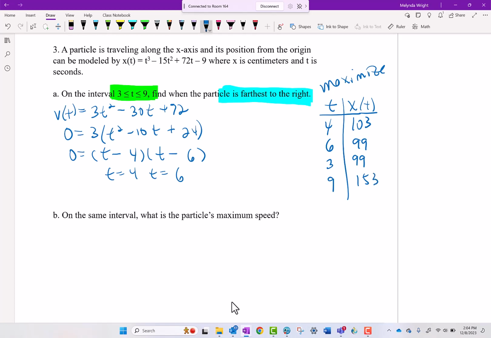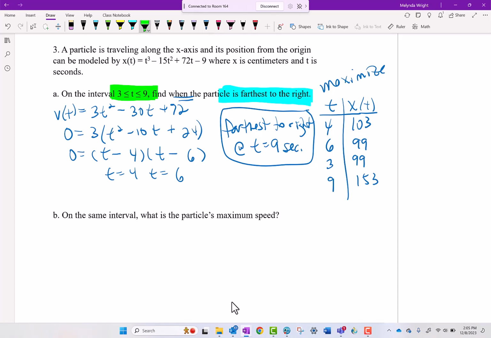And again, we need to look at the words they're using. We need to use the same words. That's farthest to the right. Farthest to the right at, and they want to know when at t equals 9. And if there's units, you have to put them, seconds. Okay. How are we doing? One more part. So we want same interval. Notice they wrote on the same interval, so we're still dealing with 3 to 9.